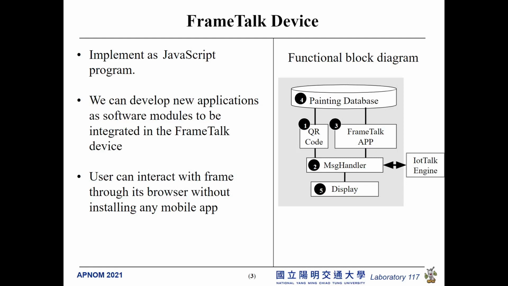And the most important thing is, user can interact with digital picture frame just by scanning the QR code. The smartphone can interact with the digital picture frame through its web browser without installing any mobile application. On the other side, any screen that can support web browser can be the digital picture frame in our approach.